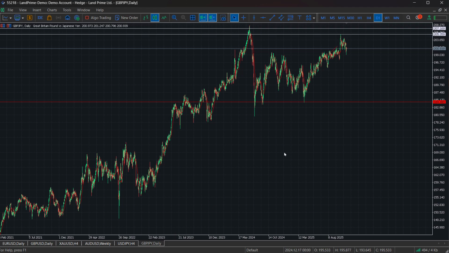Finally, with GBPJPY, the daily time frame is facing a strong area of resistance, 205 to 207. More bearishness below these two levels. Targets to the downside, 196, 194.